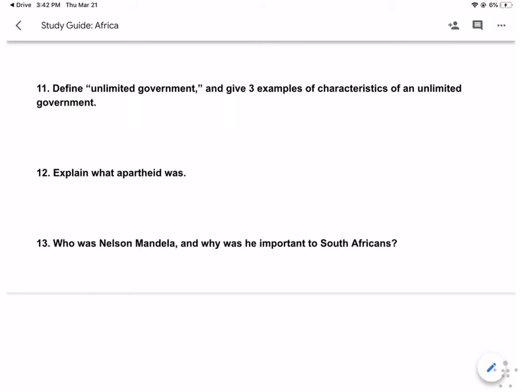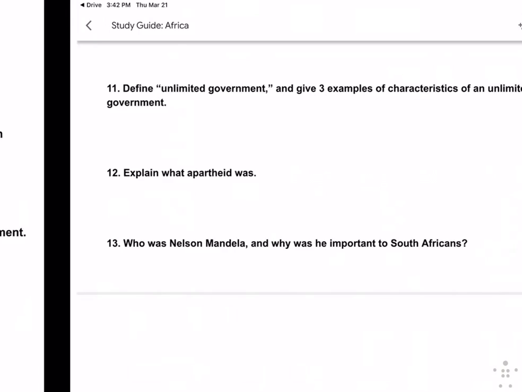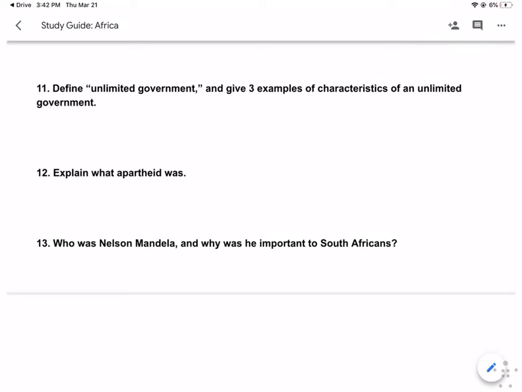Number 12. I'm sorry, do we have 2 number 11s? No, that was number 10. So number 11 is actually asking about unlimited government.